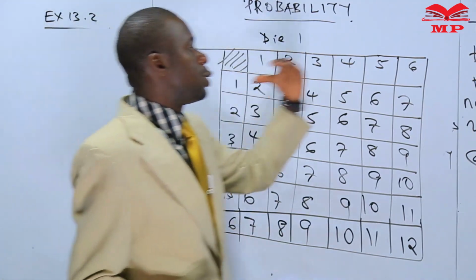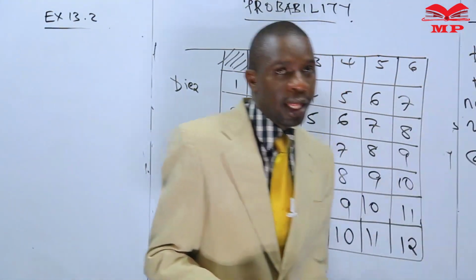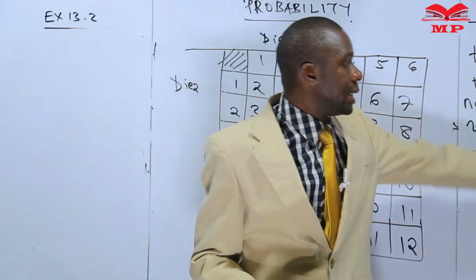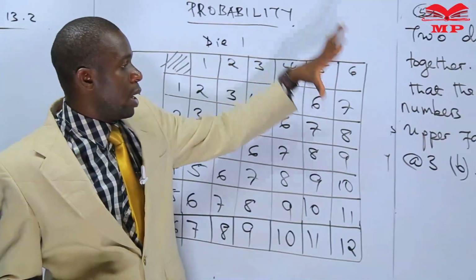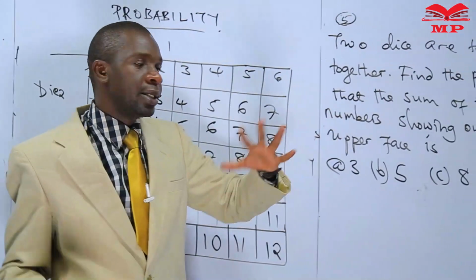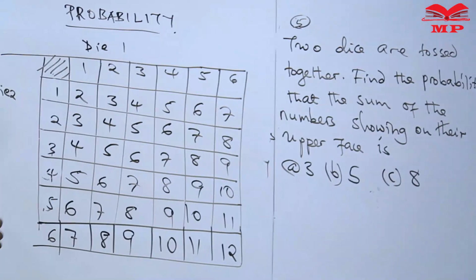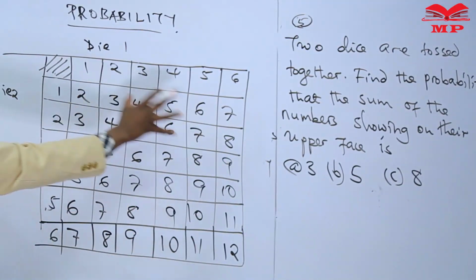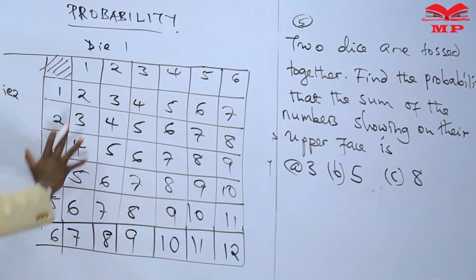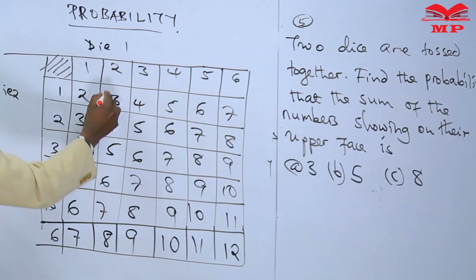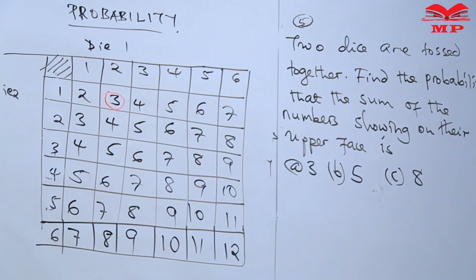Now, we are being told that 2 dice are tossed together. Then we have to find the probability that the sum of the numbers showing on their upper face is 3 in the first instance. So we have to look for where the sums are 3. Now everything inside this is a sample space like we have agreed. So we are looking for a sum which is 3 here. So that is one of them. That is another one. Do we have any other? No.